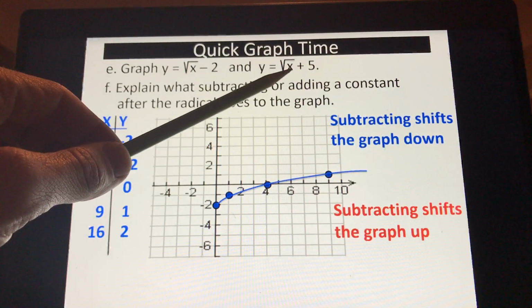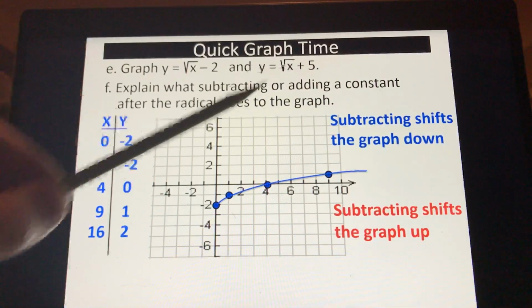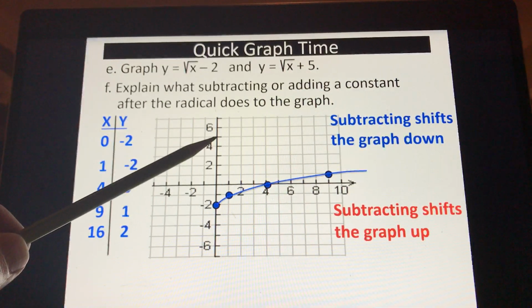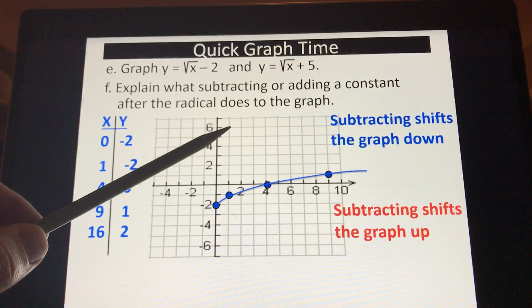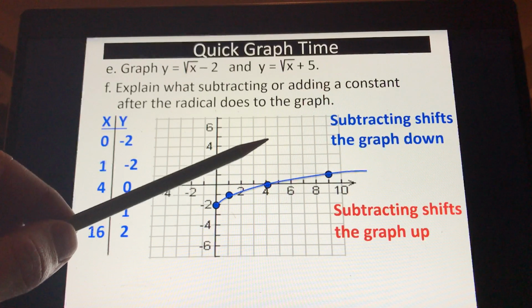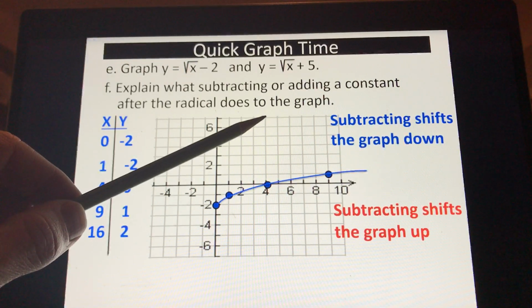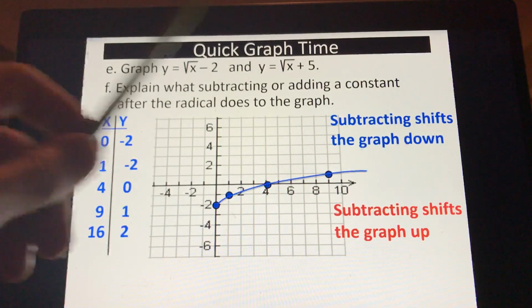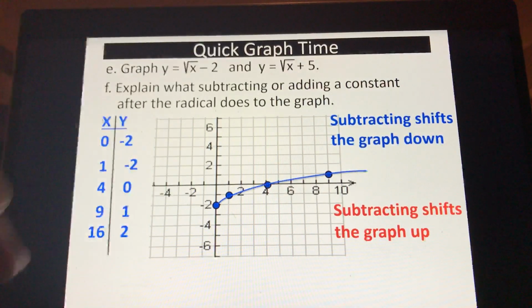You could plug in 1 here. Square root of 1 is 1. 1 plus 5 is 6. So it started at 0, 5, and then it would go to 1, 6. And that would be at 4, 7, because the square root of 4 is 2. 2 plus 5 is 7. Hopefully that makes sense. It would look something like this, off the graph a little bit over here.